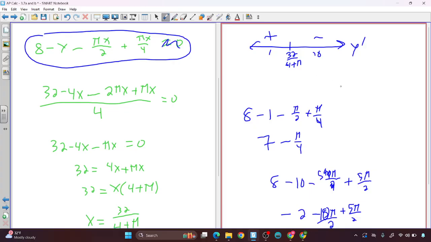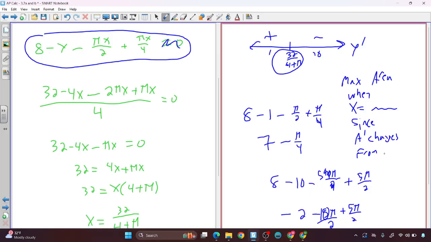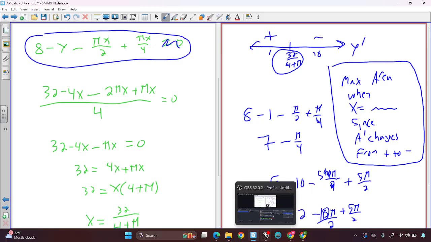So there's a maximum area when x equals, we know it's this, since A prime changes from positive to negative. Okay, so I'm going to pause and see if I can get the answer one more time to be sure before I make this public video.